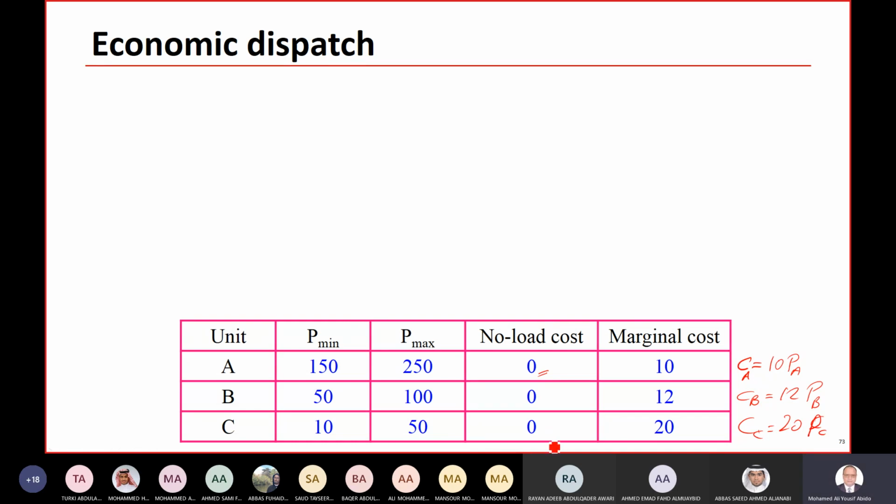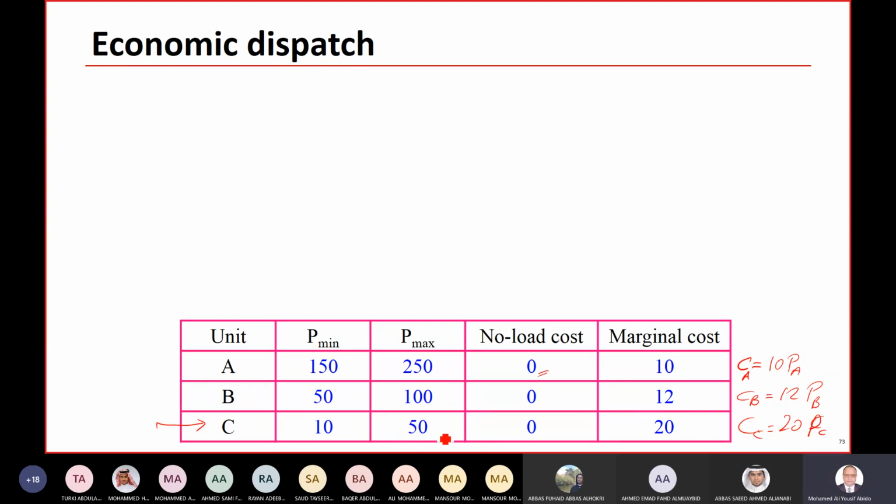Let me ask you, based on your engineering sense, what do you think the unit C type is? What is the type of unit C? What do you expect? Just an expectation or a guess. Gas. You are right. It is a gas power plant.